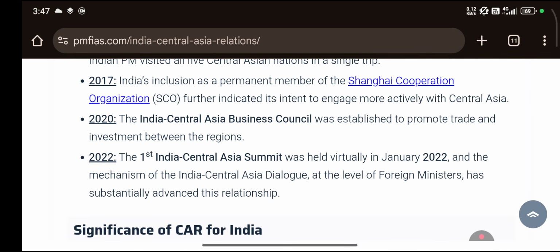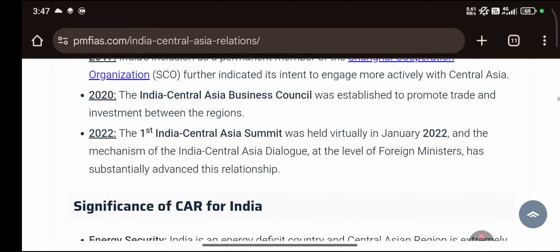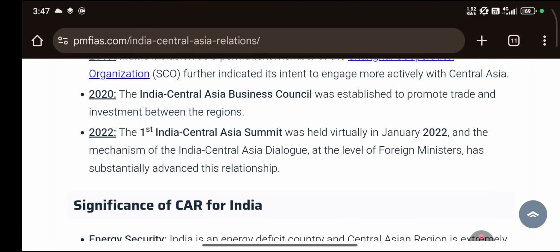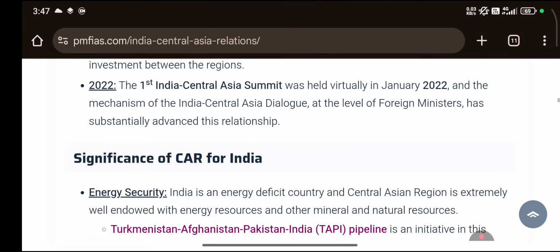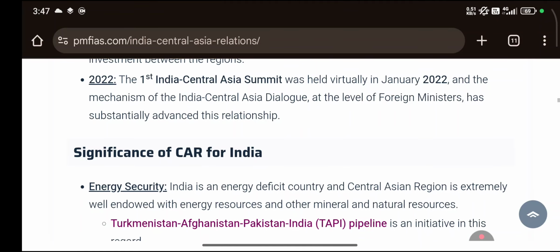In 2020, the India-Central Asia Business Council was established to promote trade and investment. And in 2022, the first India-Central Asia Summit was held virtually in January 2022, and the mechanism of the India-Central Asia Dialogue at the level of foreign ministers substantially advanced this relationship.